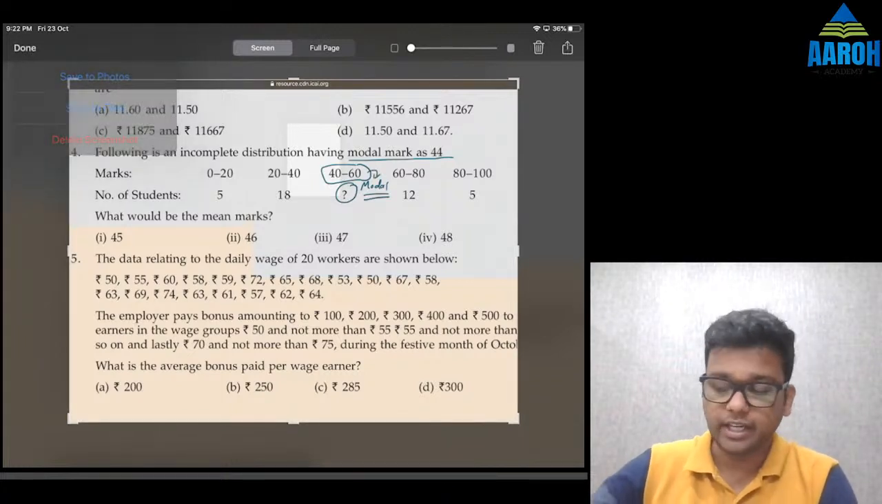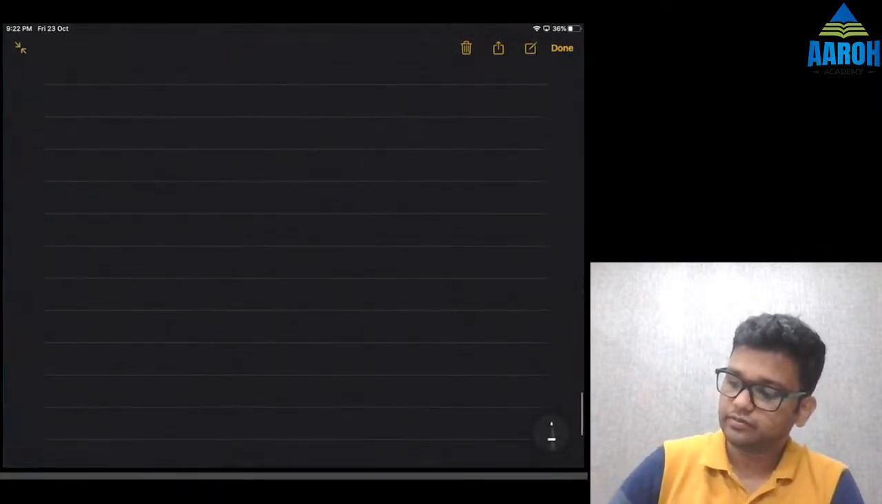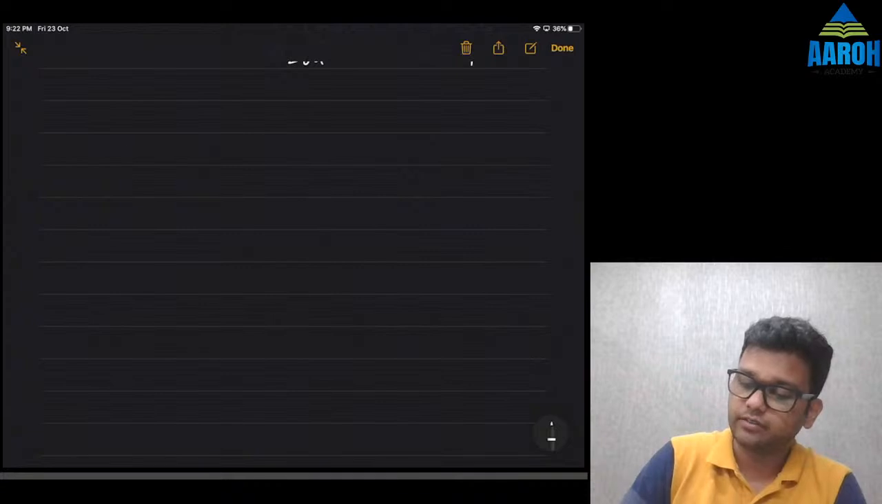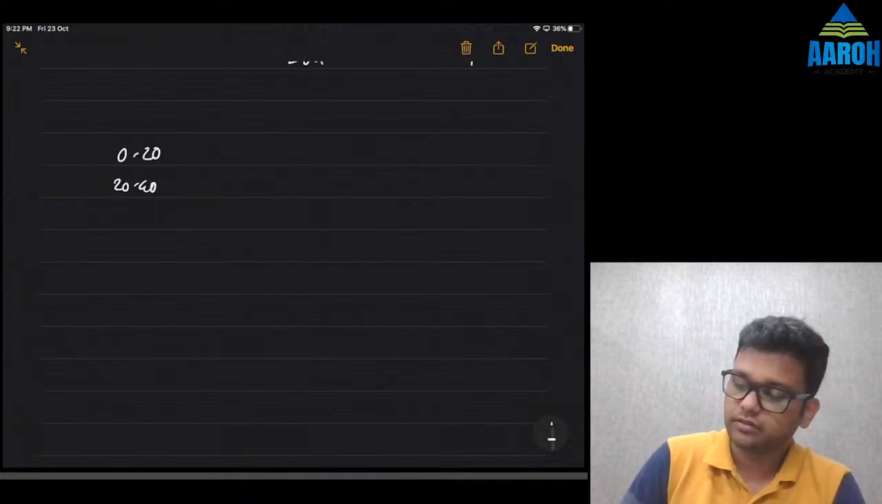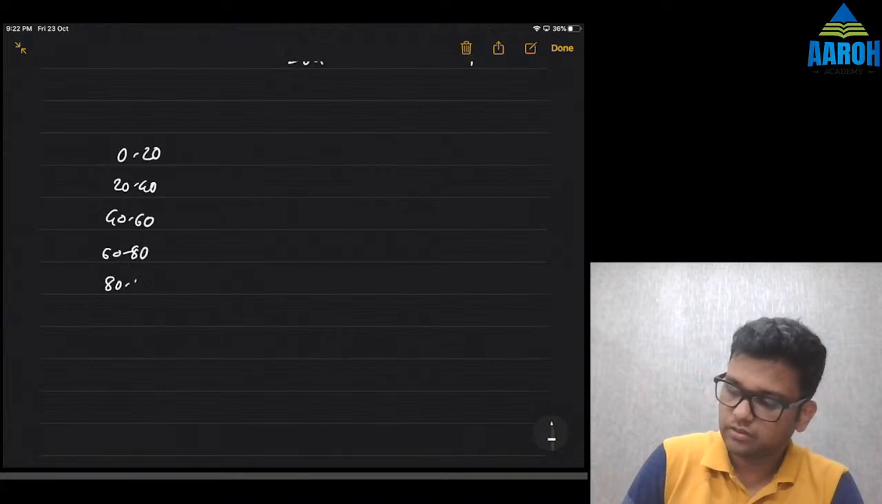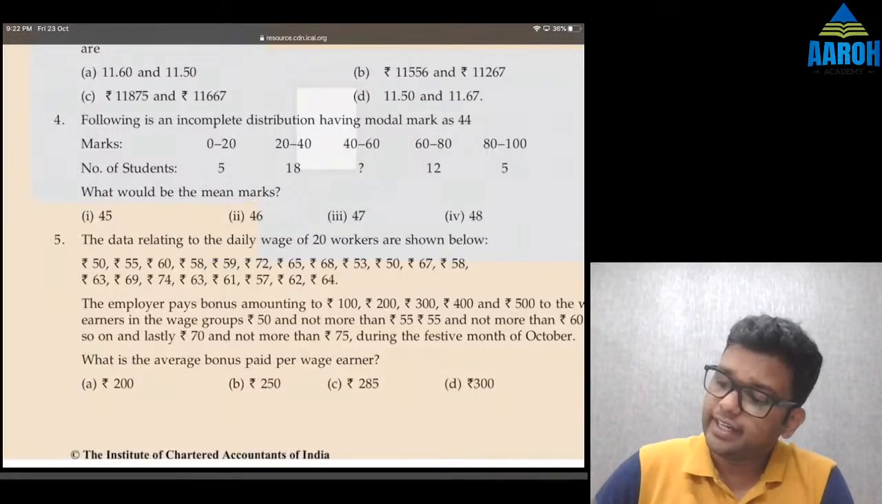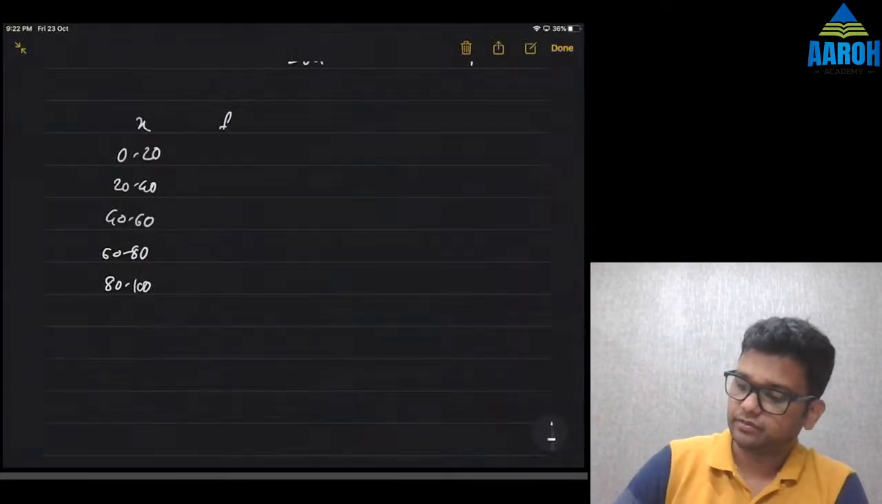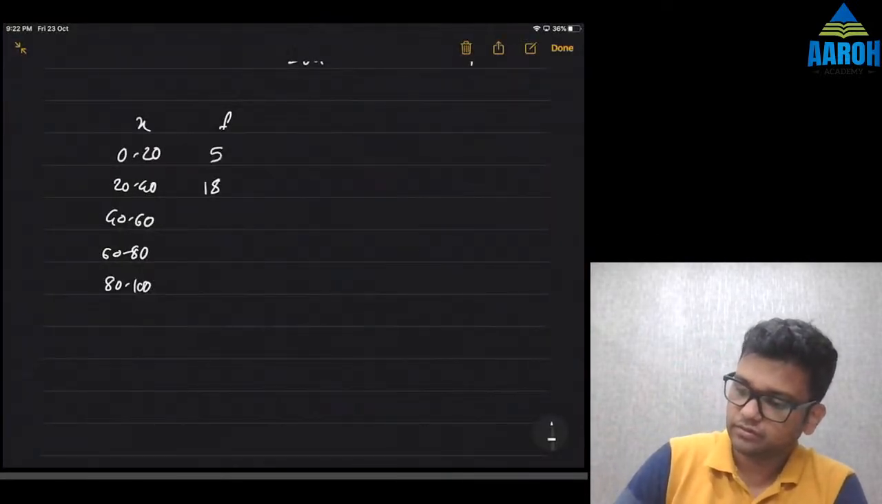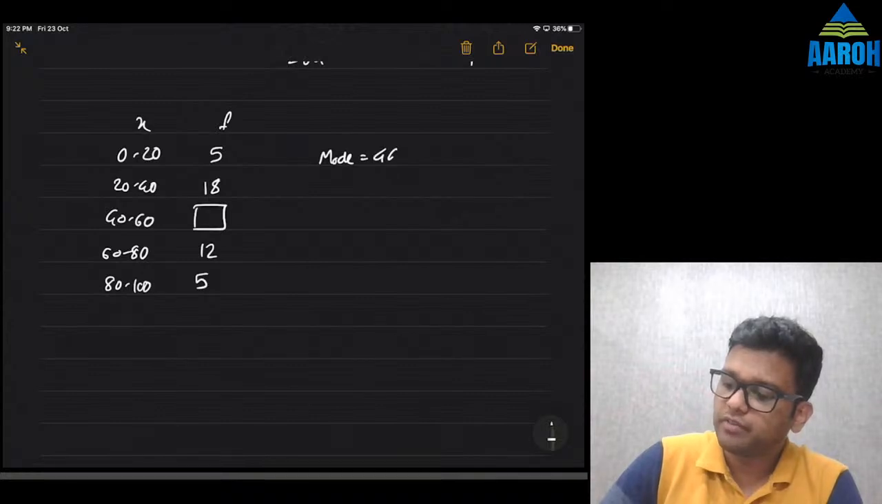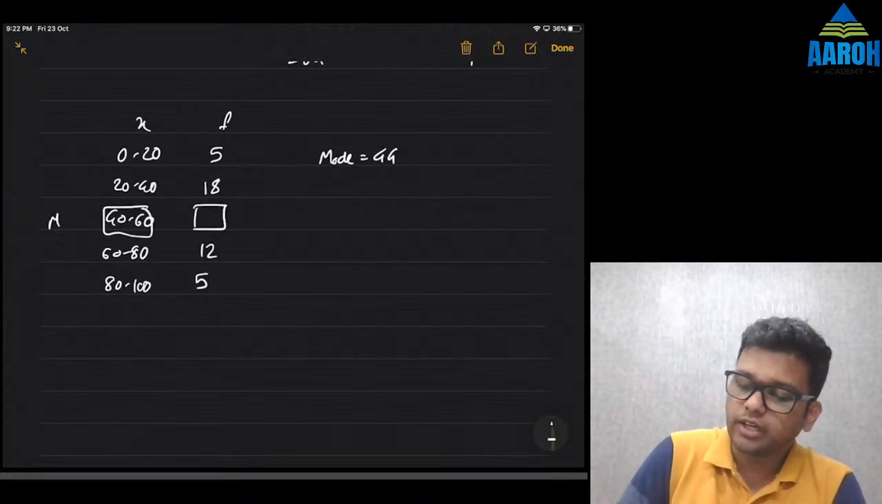Now let me write this data properly here. Classes are 0 to 20 up to 80 to 100. And frequencies are 5, 18, question mark, 12, 5. And they have given us mode equal to 44. That means we know that this is the modal class.